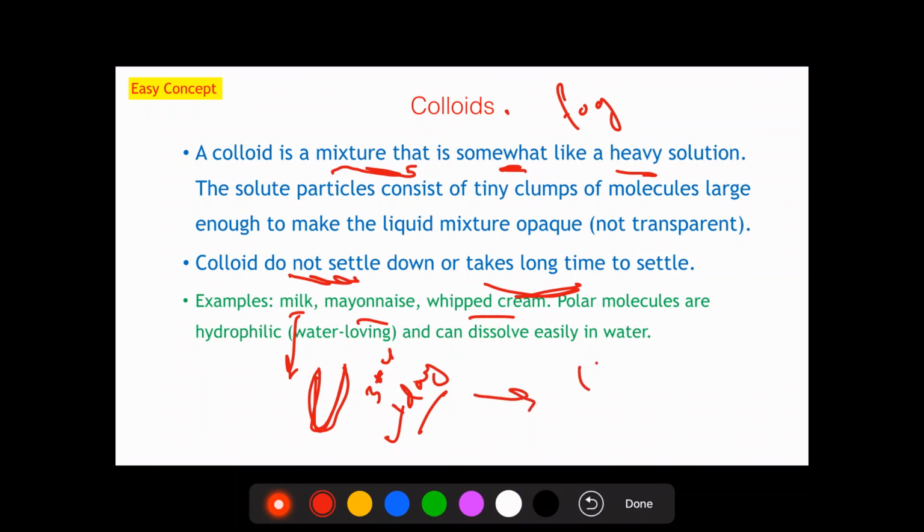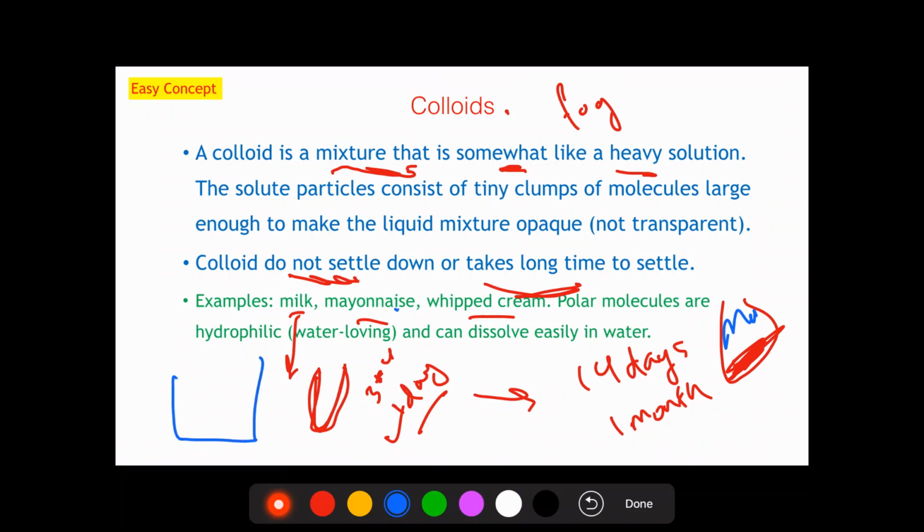But if we leave it, for example, for 14 days, or like 1 month, you will see at the end that the fat is down and the water remained on the top. That's exactly what colloid means. Okay, same thing for mayonnaise. If you leave mayonnaise for like 14 days or more, eventually you will see it's precipitated and there is water on the surface.